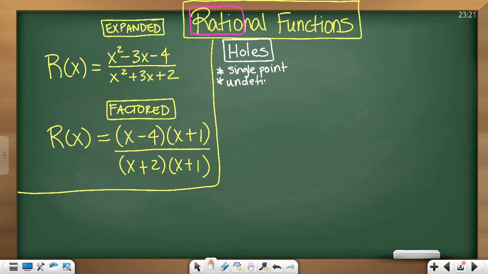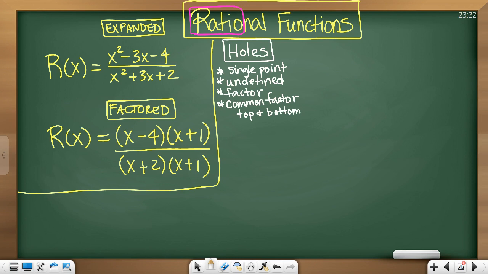Now, the way you find a hole is you need to factor both the numerator and the denominator, and then you need to see if there are any common factors. You need to look for a common factor, meaning that it's on the top and the bottom of the fraction, which I should say numerator and denominator, but I'm trying to keep it simple.